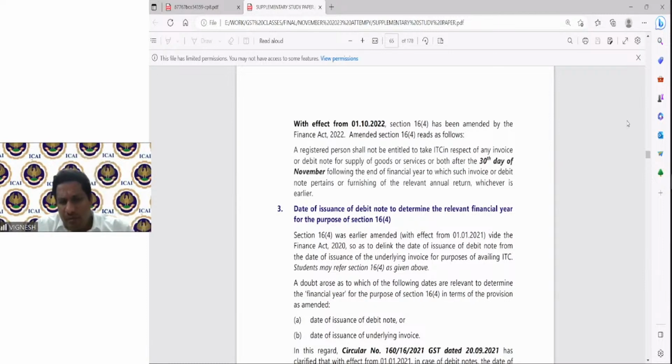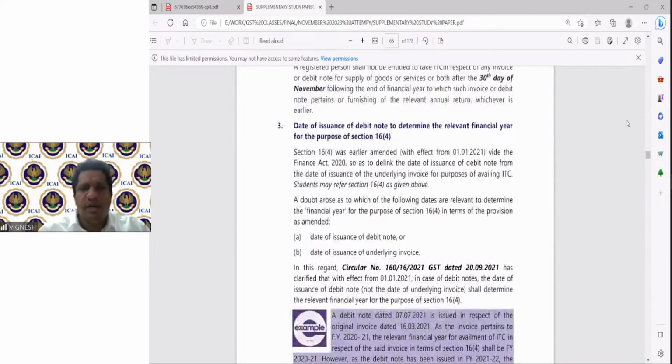Okay. Then date of issuance of debit note to determine the relevant financial year for the purpose of 16 subsection 4. So 16.4 was earlier amended, in this case, to delink the date of issue of debit note from the date of issuance of the underlying invoice. So what is happening here? Here you have to see what is the date of issuance of debit note to determine the relevant financial year. That was the point of discussion. So earlier, what was happening? Earlier, the amendment happened that the date of issuing of debit note should be totally differentiated from the date of issue of the underlying invoice.